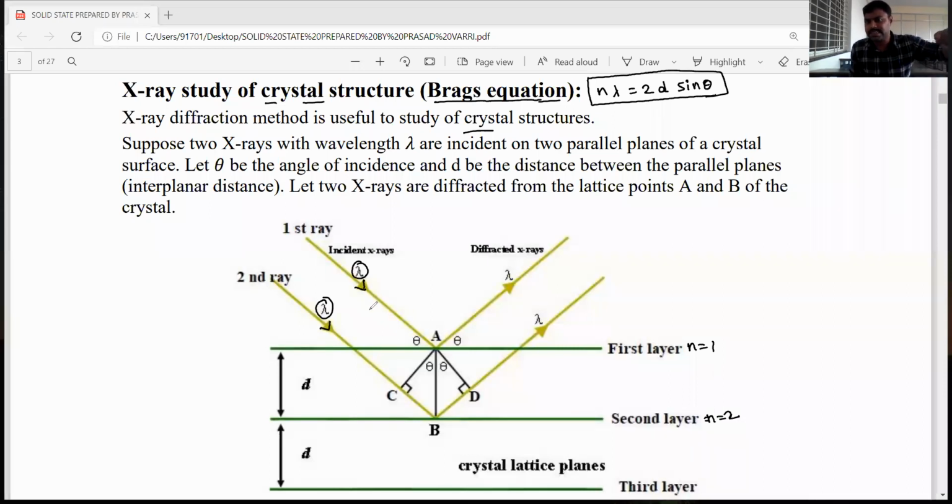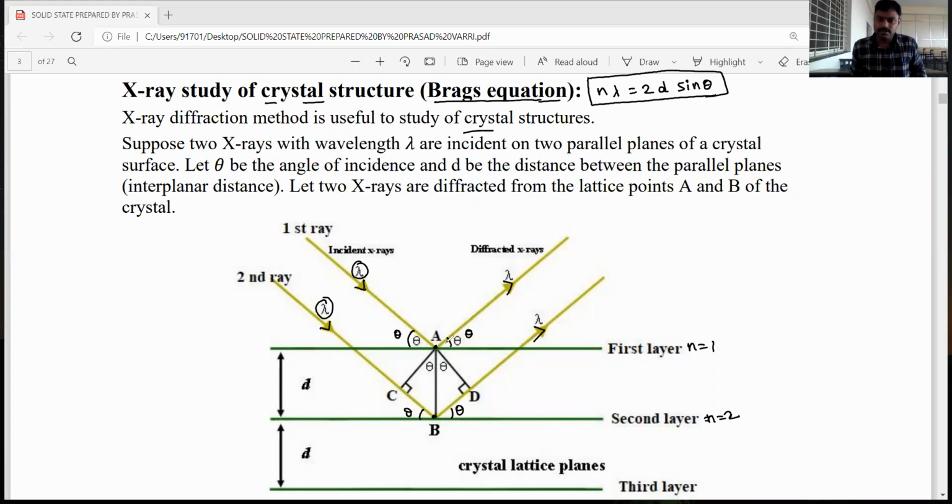When the incident X-rays are diffracted at point A and point B, these A and B are called lattice points. Once incident on those points, the rays are diffracted and come out in this direction. Both X-rays travel in the same direction, which is called constructive waves. The incident angle here is theta, and for the second ray it is also theta.